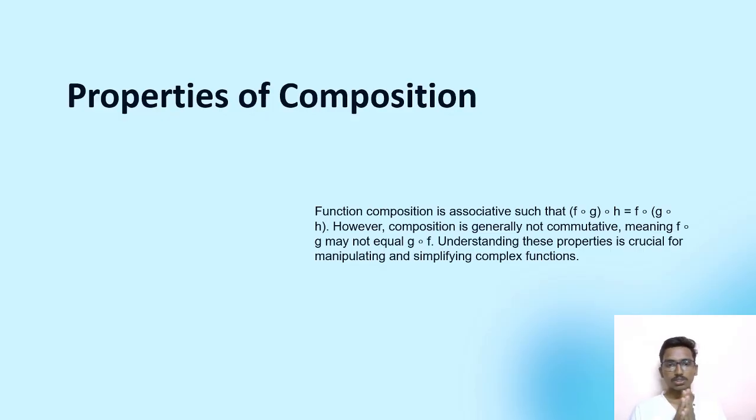Properties of composition. Function composition is associative such that f of g of h is equal to f of g of h. However, composition is generally not commutative, meaning f of g may not equal g of f. Understanding these properties is crucial for manipulating and simplifying complex functions.